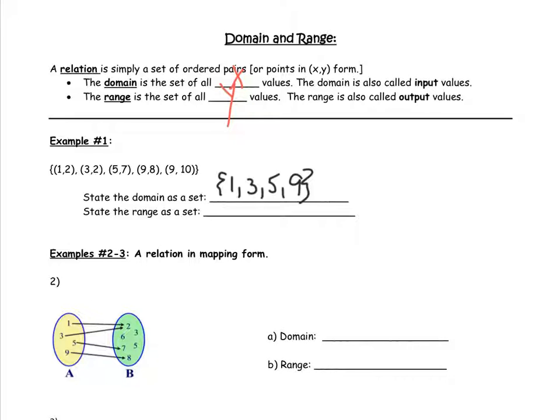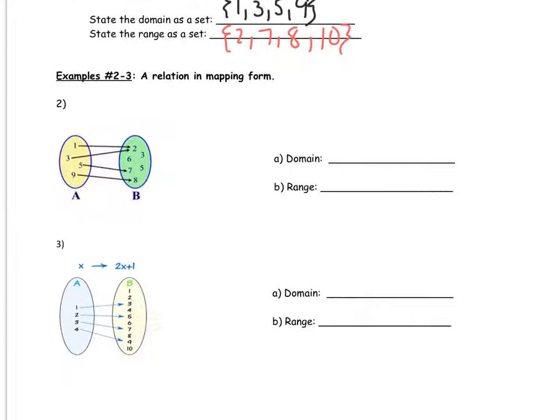Okay, now to state the range. So we're going to look at the y values. We've got a 2, we don't have to say it twice, so a 2, a 7, an 8, and a 10. So 2, 7, 8, and 10. Yes, it's that simple. Okay, how about example 2 and 3?